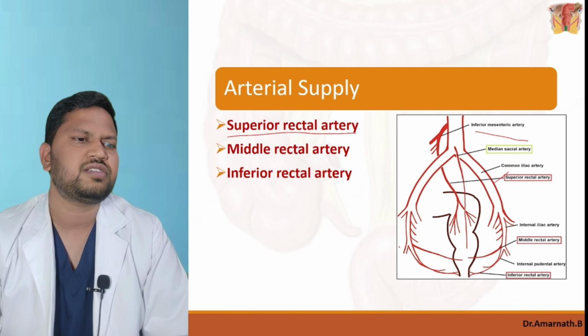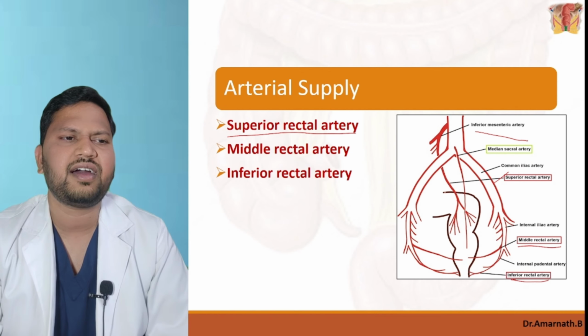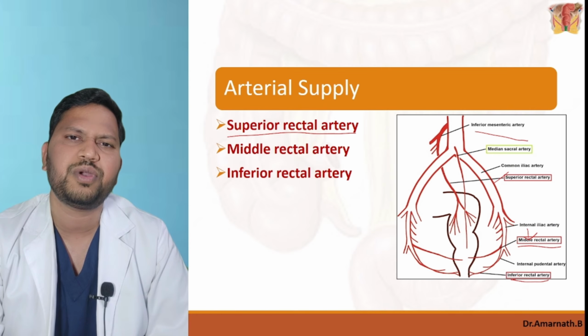The middle part is also supplied by the middle rectal artery, and the lower part is supplied by the inferior rectal artery. The middle rectal artery is a branch of the internal iliac artery, whereas the inferior rectal artery is a branch of the internal pudendal artery.